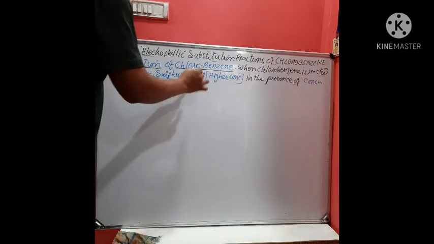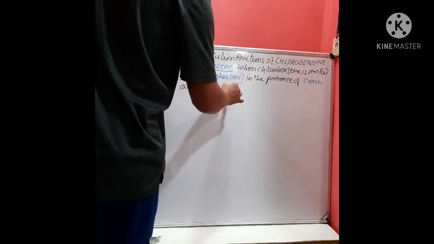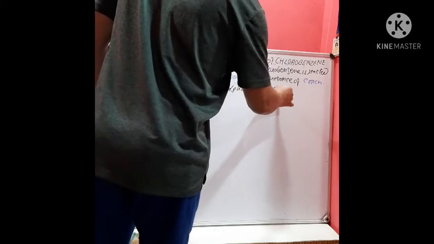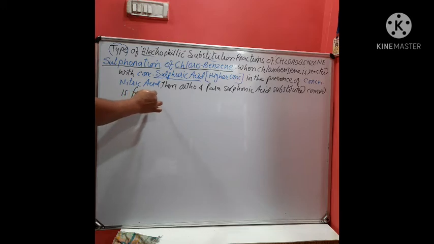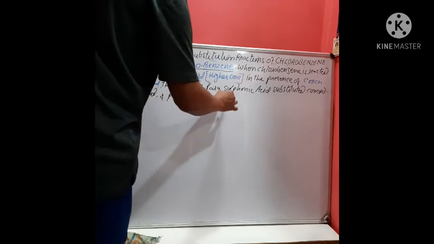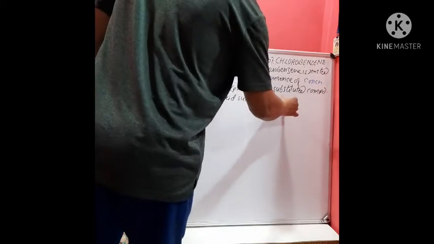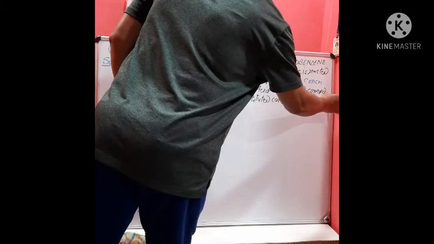again two products will form, ortho and para sulfonic acid substituted chlorobenzene compounds. The para sulfonic acid substituted compound is the major product. So this is the reaction.